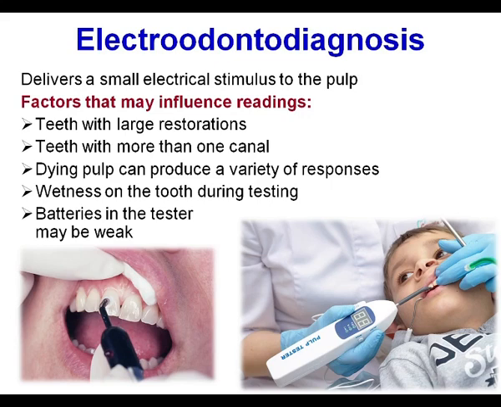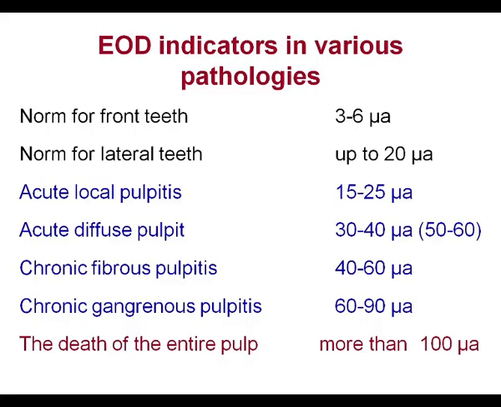There are some factors that may influence the reading. They are teeth with large restorations, teeth with more than one canal. Dying pulp can produce a variety of responses, weakness of the tooth during testing, and, for example, batteries in the tester may be weak. And in this table there are some indicators characteristic of different forms of diseases, as well as normal teeth.